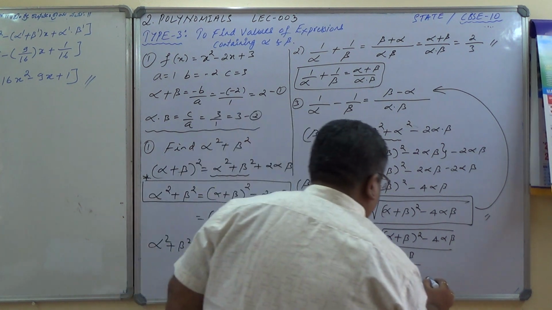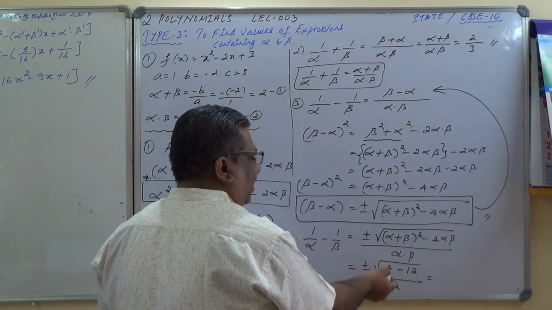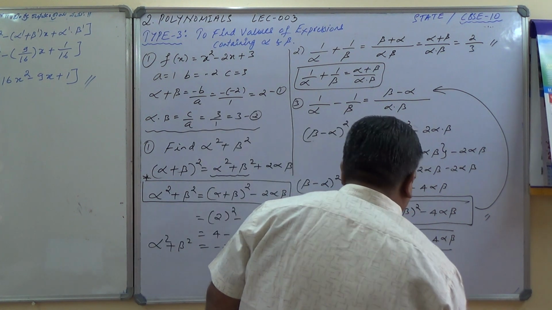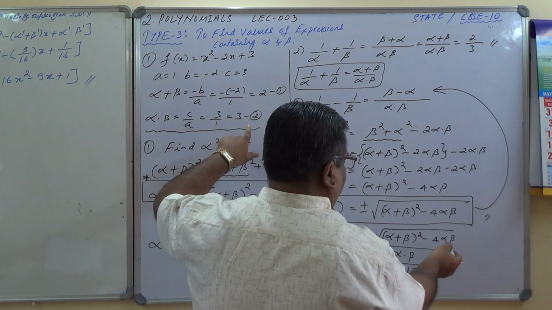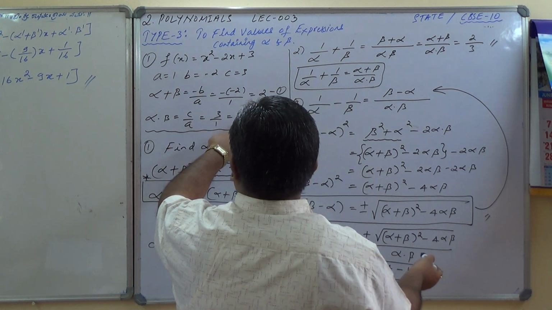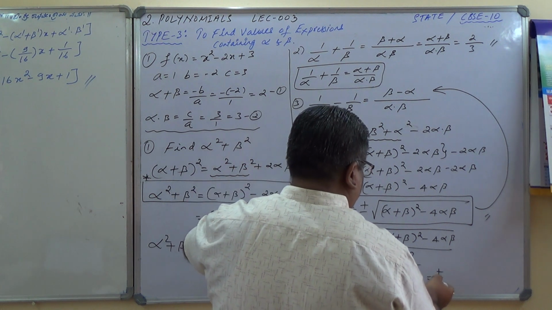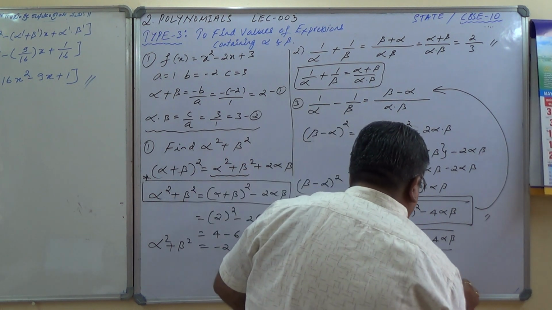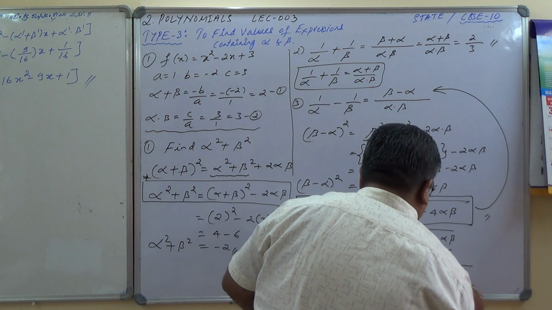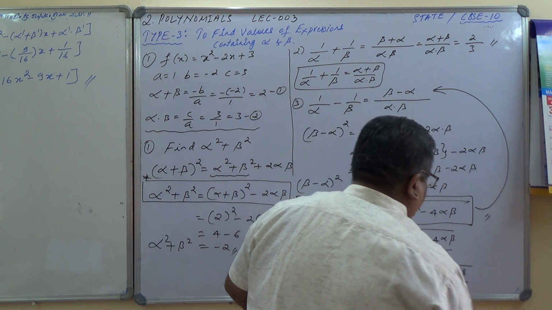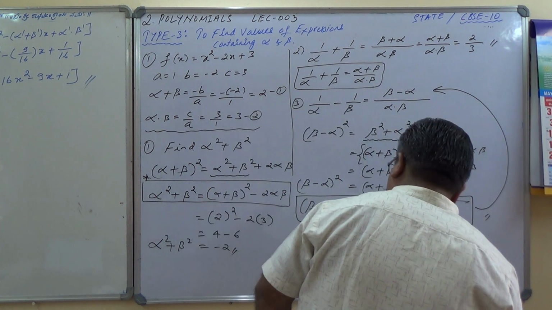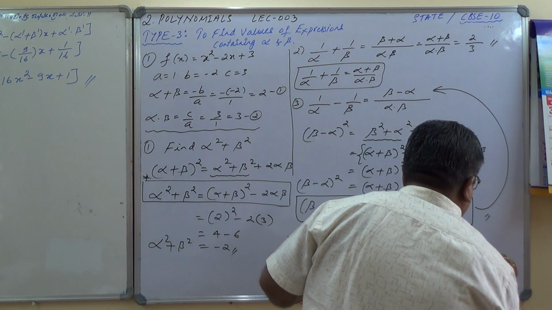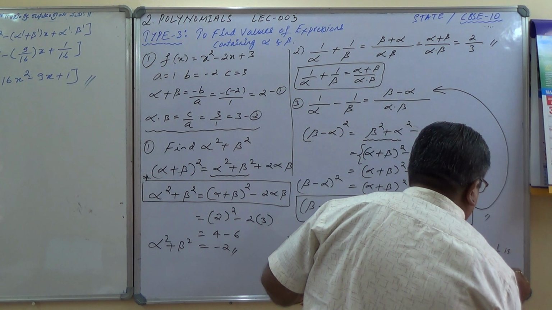And therefore here, what is not possible here? We cannot have a negative under the root. Alpha plus beta is 2 here, 4, and alpha into beta 3. 4 3s are 12. Is it minus 3 or plus 3? Plus 3 here, isn't it? Therefore we get here under root of minus 8 divided by 12, but here under root of minus 8 is not defined. Therefore finally I say 1 by alpha minus 1 by beta is not defined.